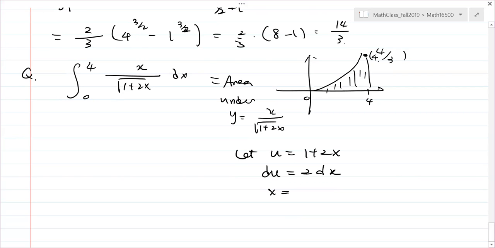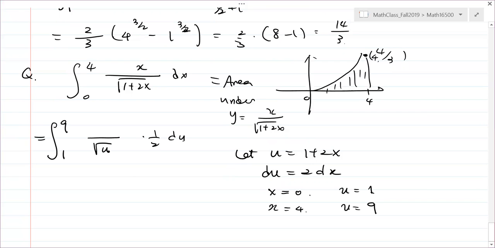So when x is 0, u is going to be 1. When x runs to 4, u is going to be 9. Okay, good. So that's the u variable, and so 1 to 9. And the dx is half of du.